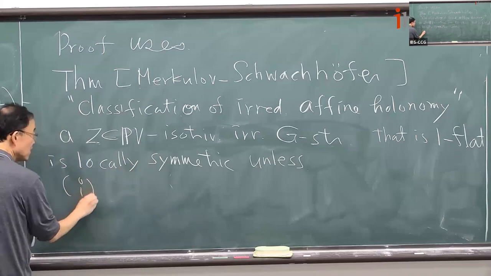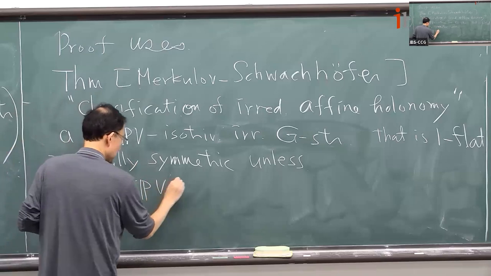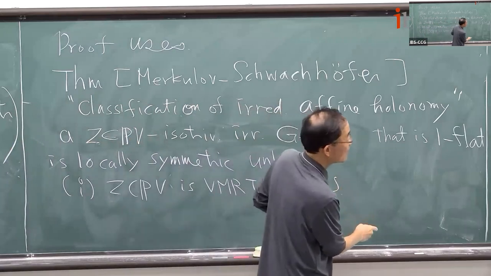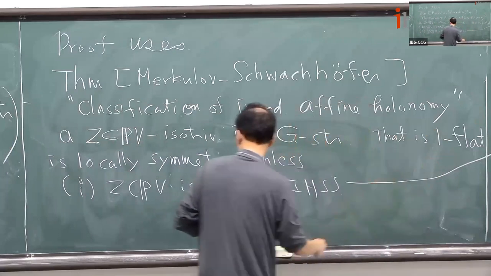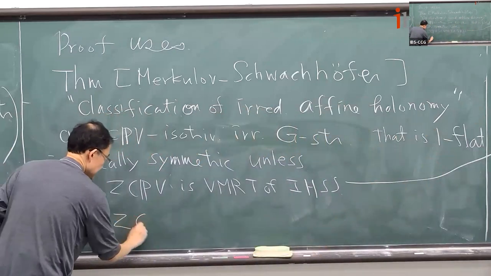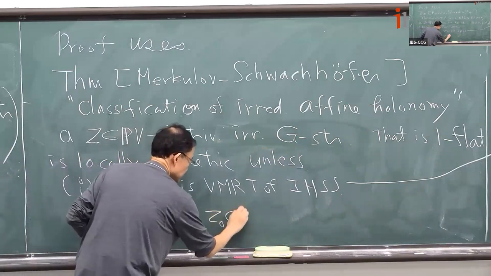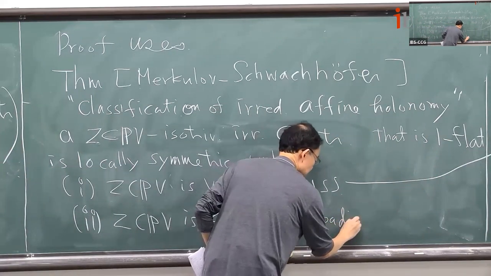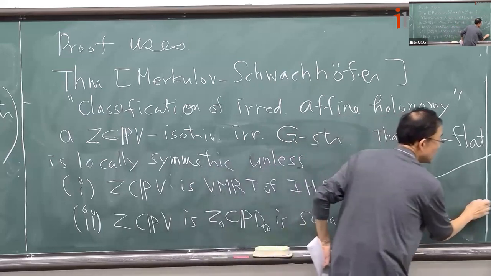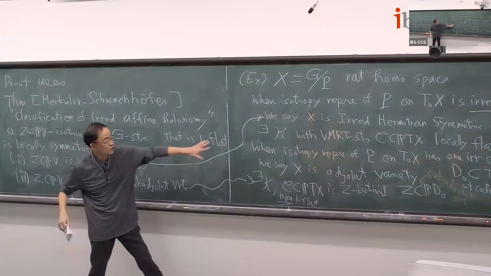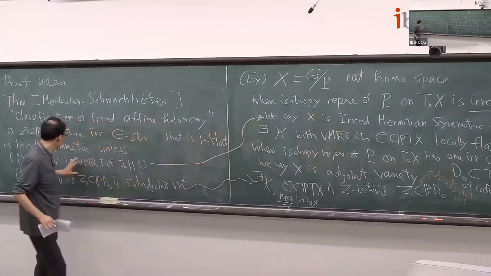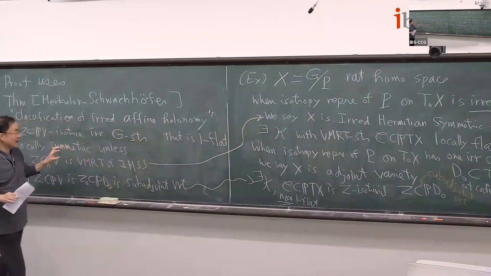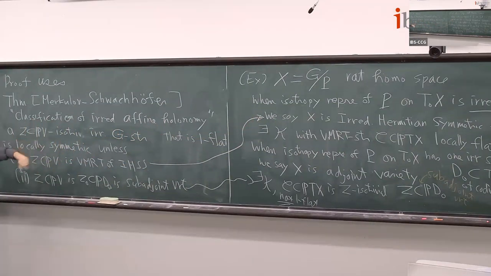Unless there are two cases, unless when G is VMRT or irreducible Hermitian symmetric space. Here, this case, or two, G is this G zero in PD zero. This is a subadjoint variety. This case. So these are two projective varieties. These two types of projective varieties are the only examples where you can have isotrivial G structure, one flat, but not locally symmetric. So these two are the only exceptions.